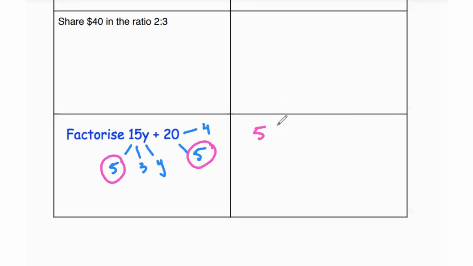So whatever is common, that comes outside the bracket, and everything that's not common remains inside the bracket. So from 15y, we're left with 3y, and from 20, we're left with 4. So it's going to be 5 times (3y plus 4), and that is your answer.